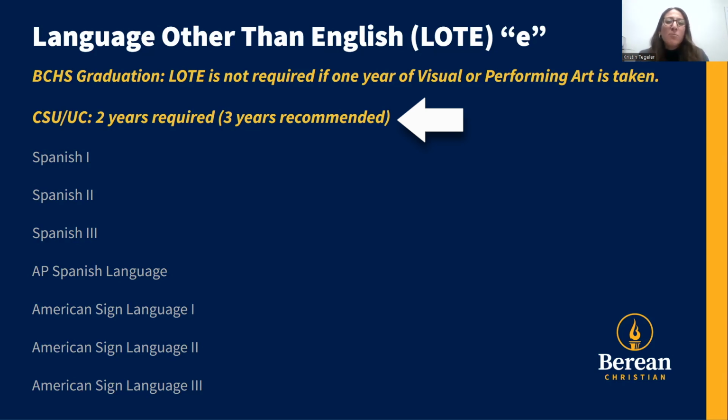3 years is recommended. They really do like to see students continue on with that next level to show consistency, to show commitment to it, and desire to learn another language. And so we have Spanish 1, 2, 3, and we have AP Spanish language. And then we also offer American Sign Language 1, 2, and level 3.